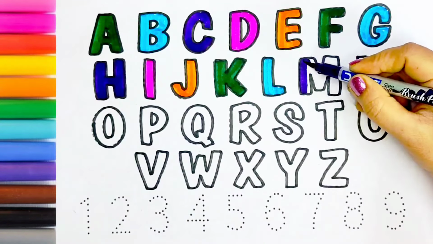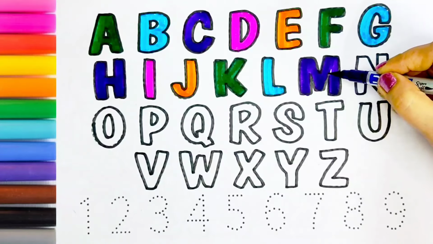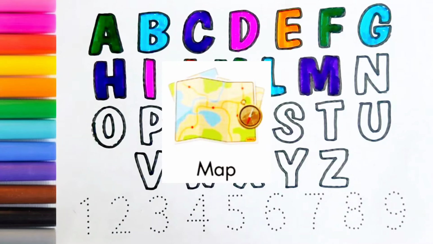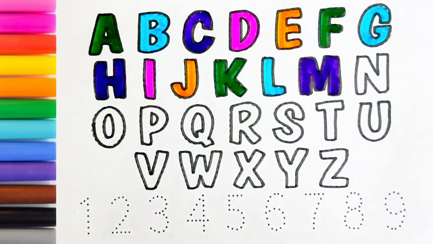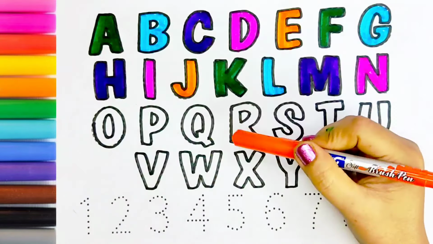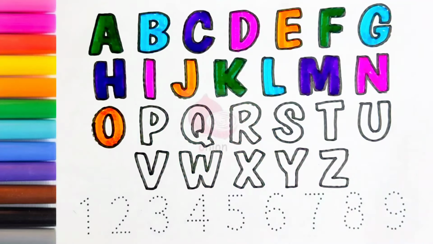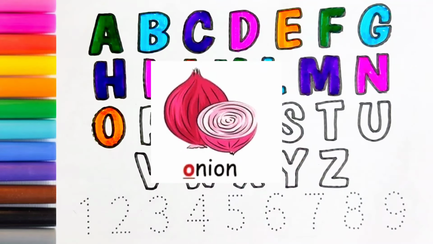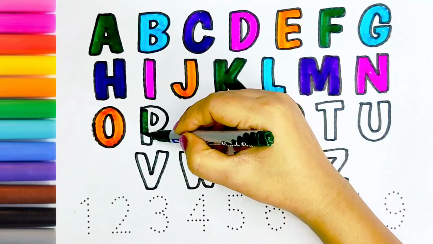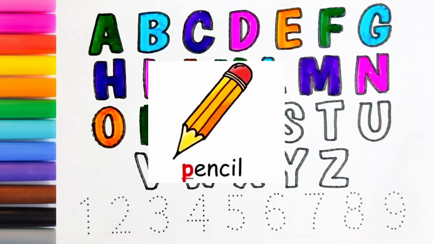Purple color M. M for map. Pink color N. N for nut. Orange color O. O for onion. Dark green color P. P for pencil.